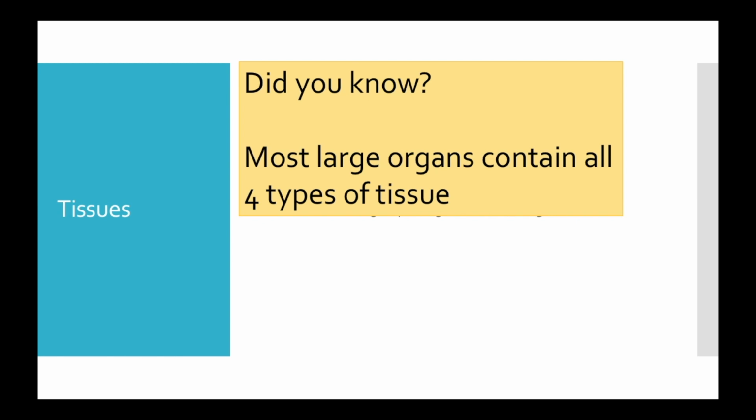If we think about the uterine tissue or the uterus itself, it contains epithelium, it contains connective tissue in its ligaments, it contains a lot of muscle, and of course it contains nervous tissue in order to receive messages from the brain and from the body.